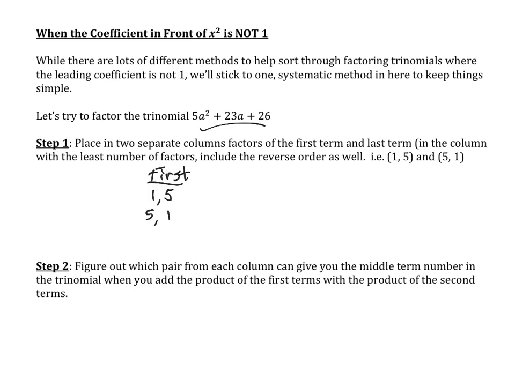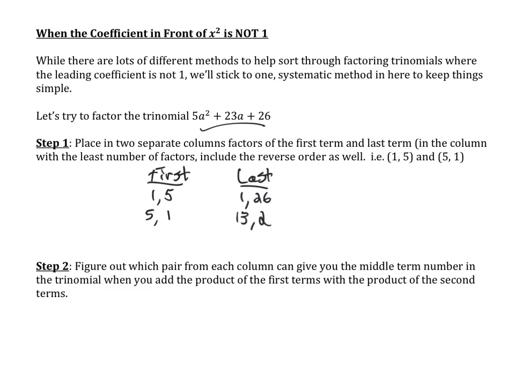In the last column, the 26, I'm also going to list out the factors, but I'm not going to worry about reversing the order. So what are factors of 26? Well, 1 and 26, and 13 and 2.